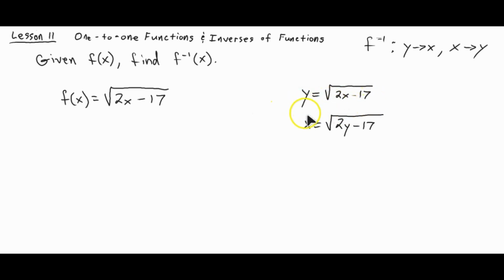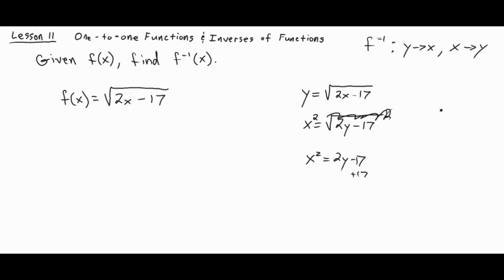Then I'm going to turn the y into an x and the x into a y. And now in order to solve this, I'm actually going to have to square the square root, and when I square the square root, I have to square the x squared as well. And so I get x squared is equal to, and this square is going to cancel the square root, and so I have 2y minus 17.